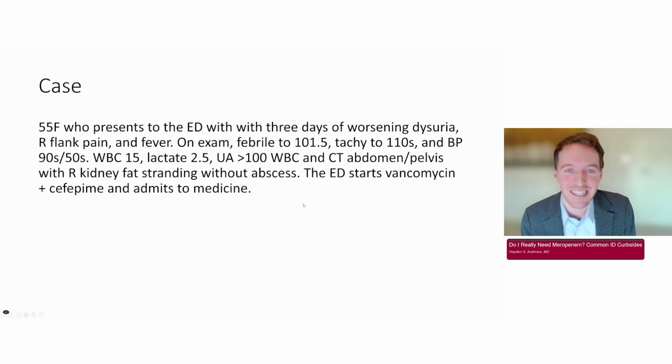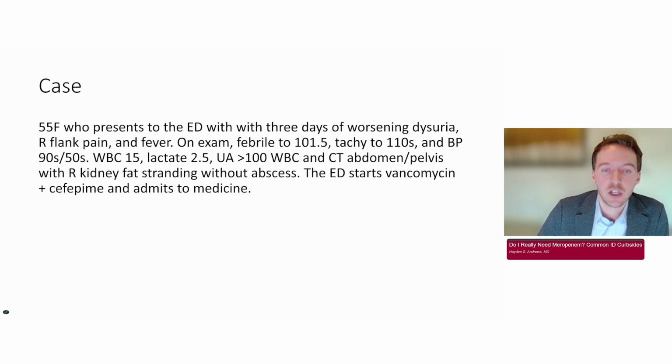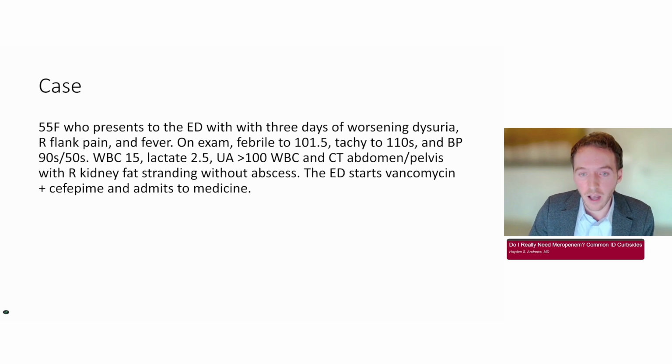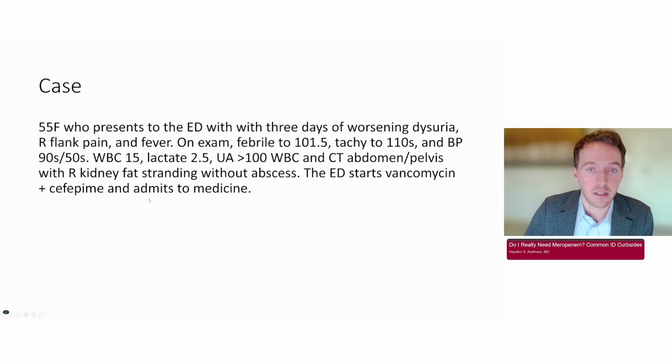So first, we're going to start with a case. In this case, we'll follow through from the beginning to the end. It'll build on in complexity. So we have a 55-year-old woman who's coming to your emergency room. She has 3 days of worsening dysuria, right flank pain, and fever. She's febrile, she's tachycardic, she has soft blood pressures. She has a leukocytosis to 15. She has a mildly elevated lactate of 2.5. She has pyuria, meaning white blood cells on her urinalysis. She has a CAT scan that shows some right kidney fat stranding, but no abscess. So the emergency room starts her on vancomycin and cefepime, and then admits her to medicine.